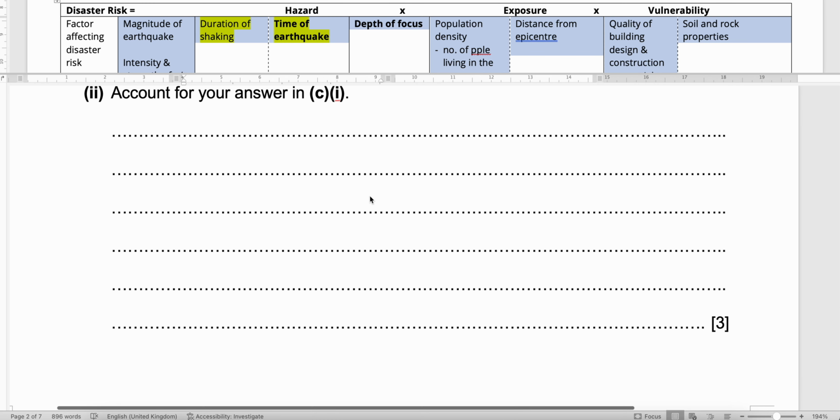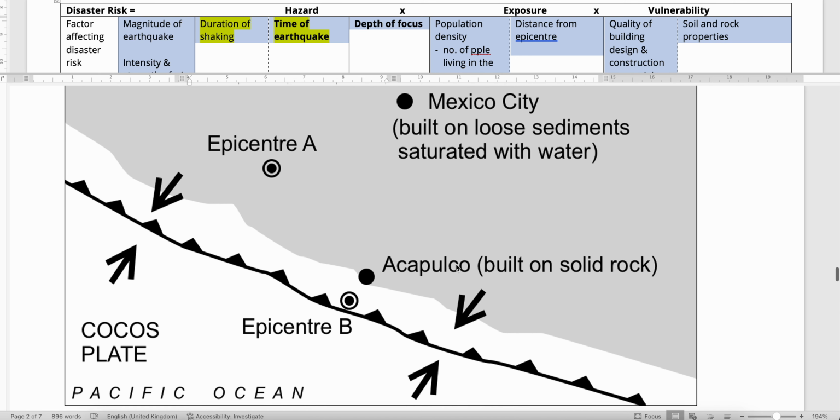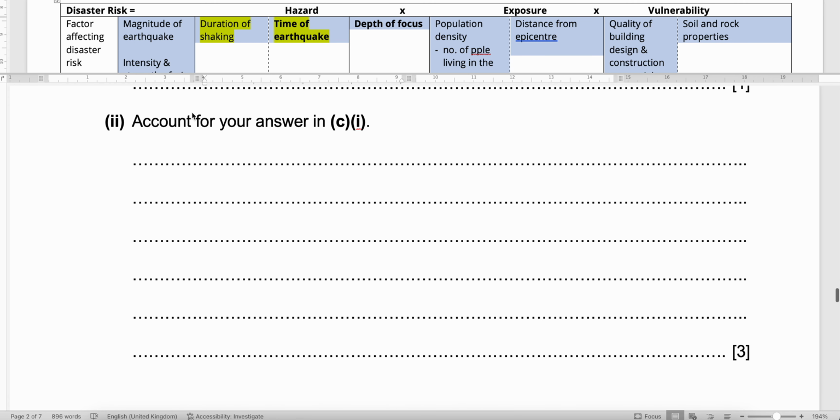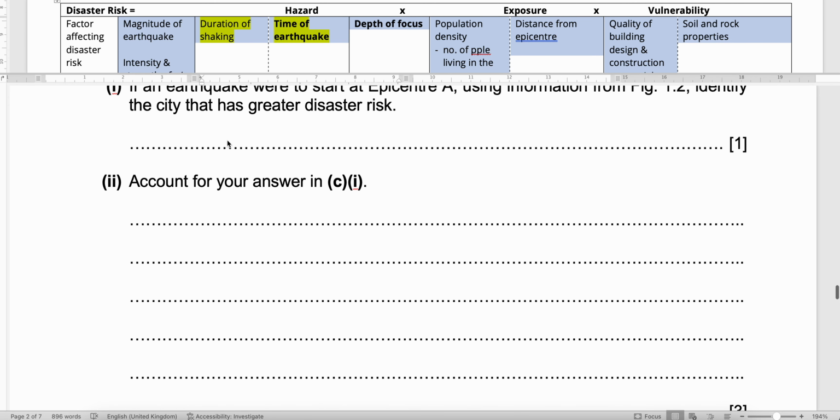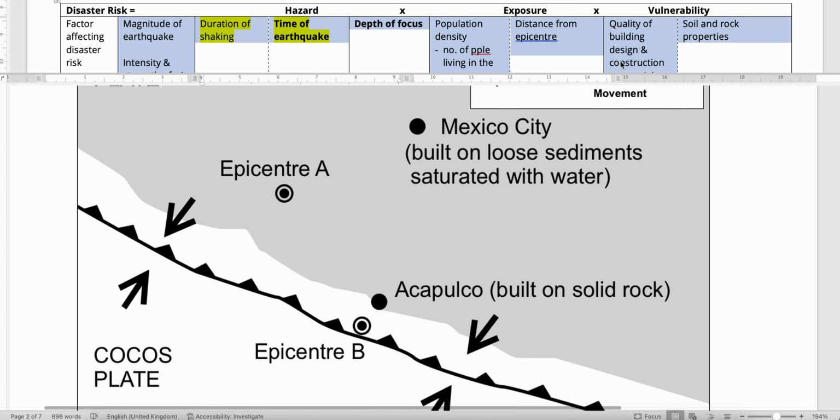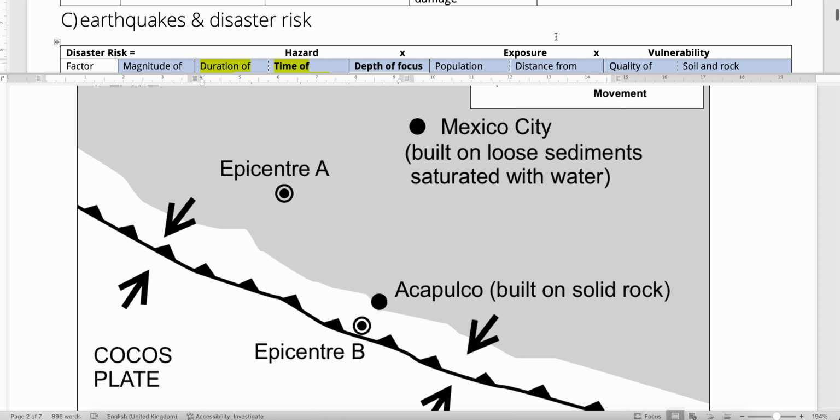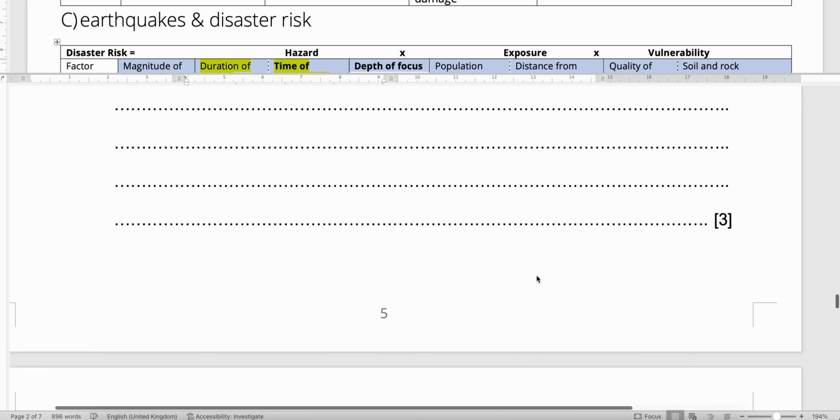So 3 marks, only 1 factor, just give it a bit more detailed steps and make sure you use information from the figure. Account means explain. So if you choose one of the cities, please explain your choice. What is it that the city has, from the map, that makes it more likely to have a greater disaster, and which factor is it? Link it to the factor and explain. So that will be part 1. Then part 2.